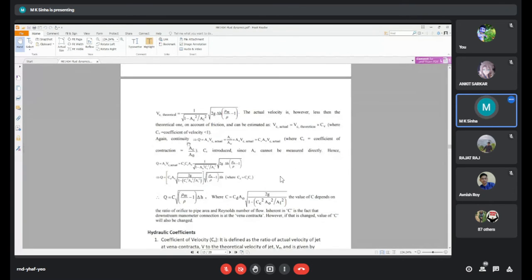So again, from the continuity equation, discharge equals the area times the velocity at the vena contracta section or point C. And here, AC by A naught into A naught equals the VC actual.